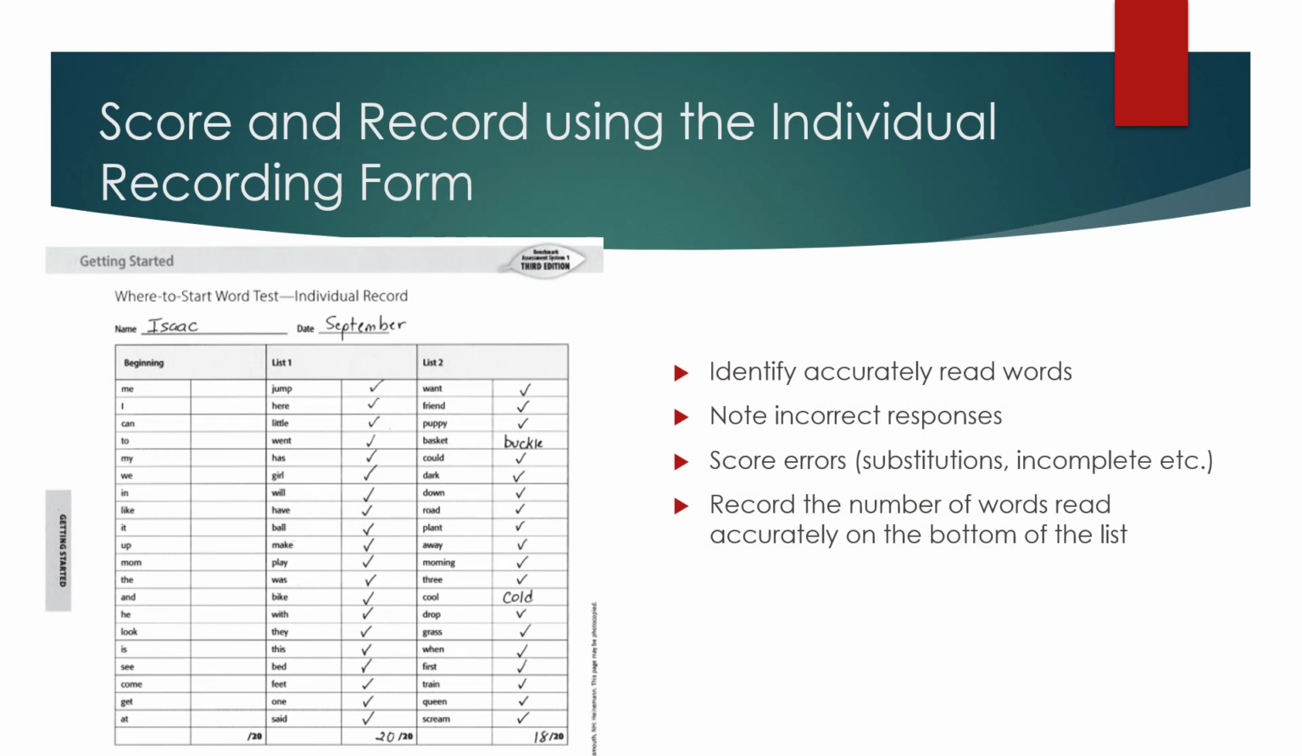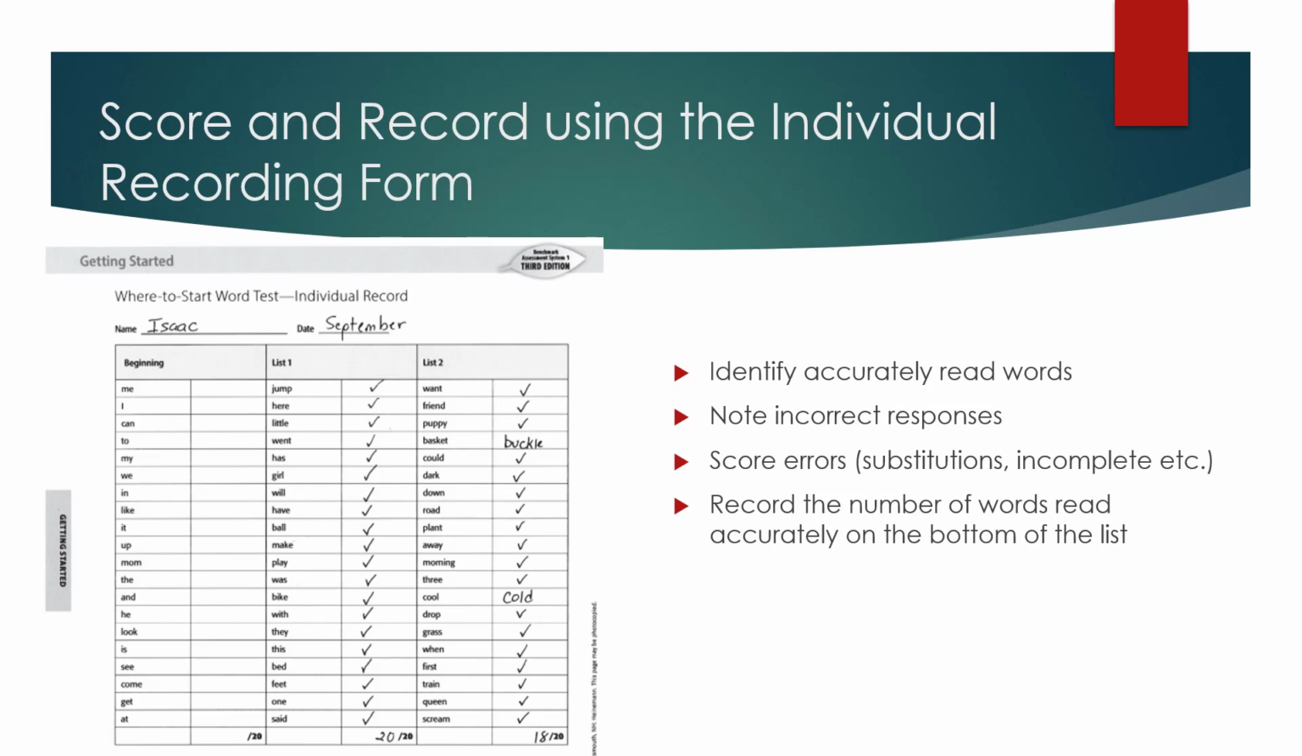As the student reads, score and record word reading on the Where to Start individual record form. Check each word read accurately, including correct guesses, self-corrected readings, and accepted local variations in pronunciation. Write incorrect responses next to each word. If a word is not attempted, leave the space blank.